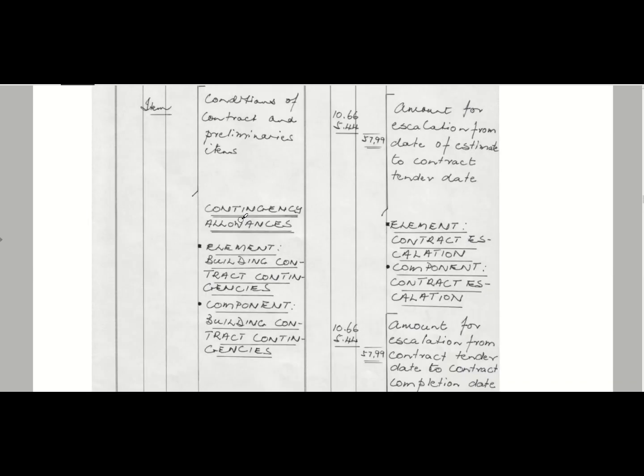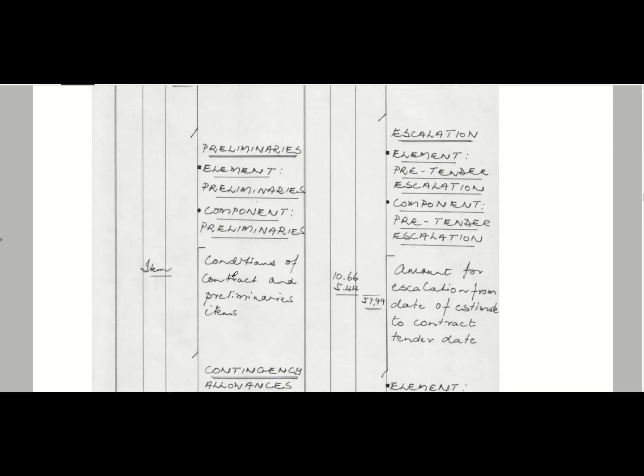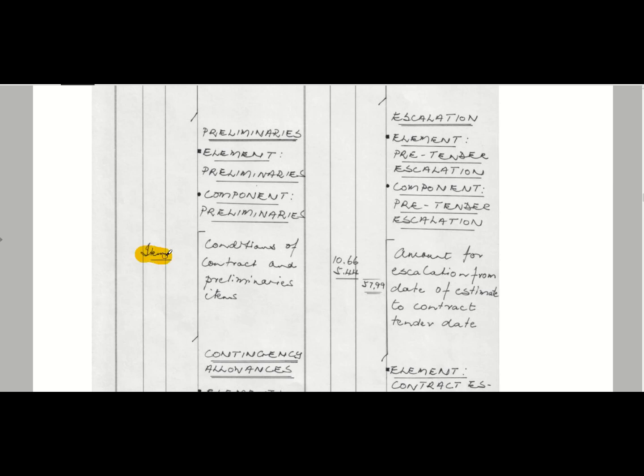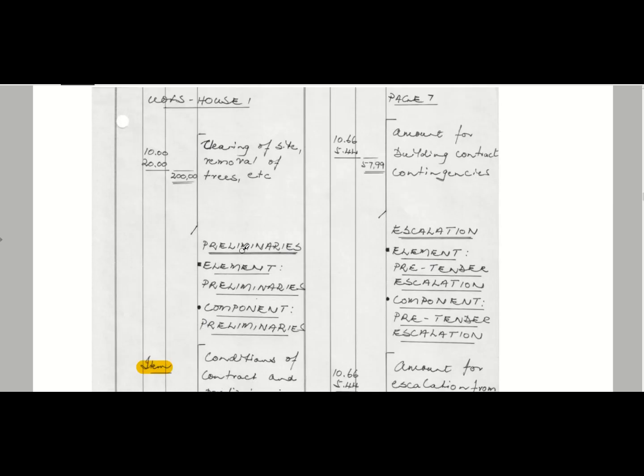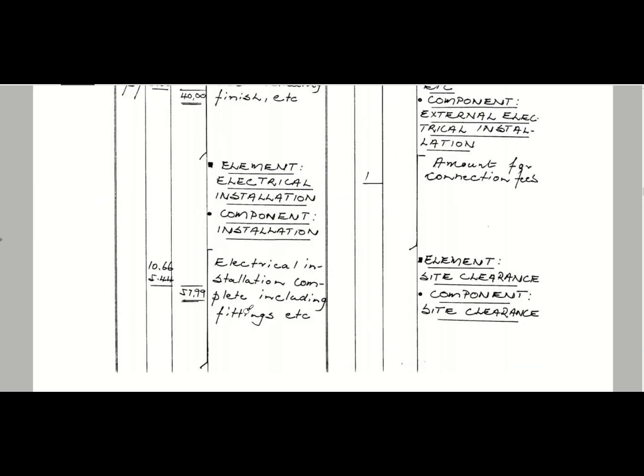Okay, so here's all the measurements. Here's the preliminaries. You can see it's measured as an item. So for your purposes, you're going to use a percentage whenever you calculate your P's and G's. Clearing of the site, removal of trees, etc. An amount for building contract contingencies is also allowed here.